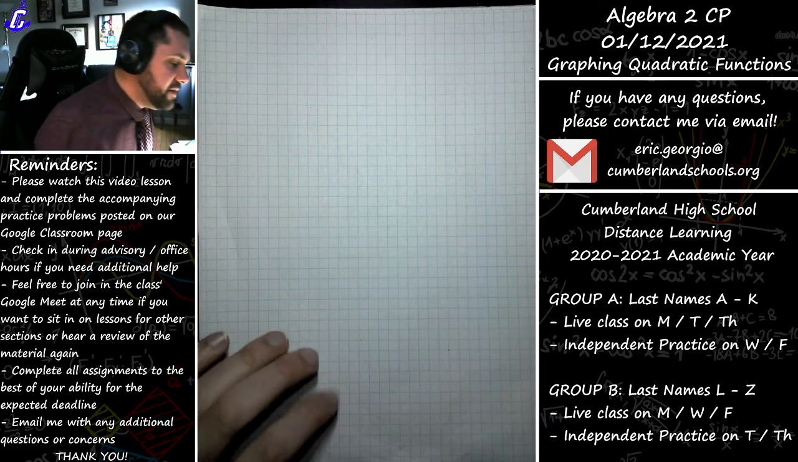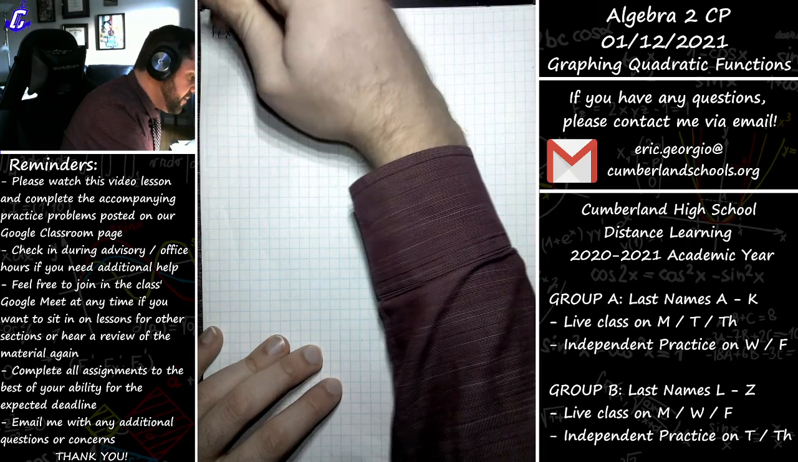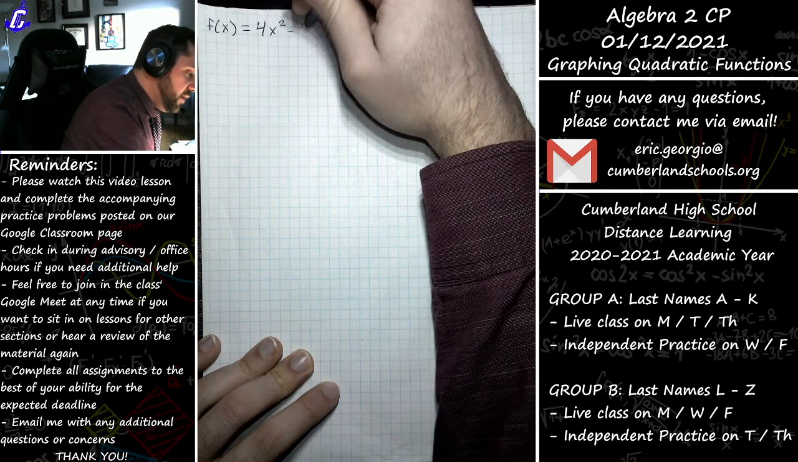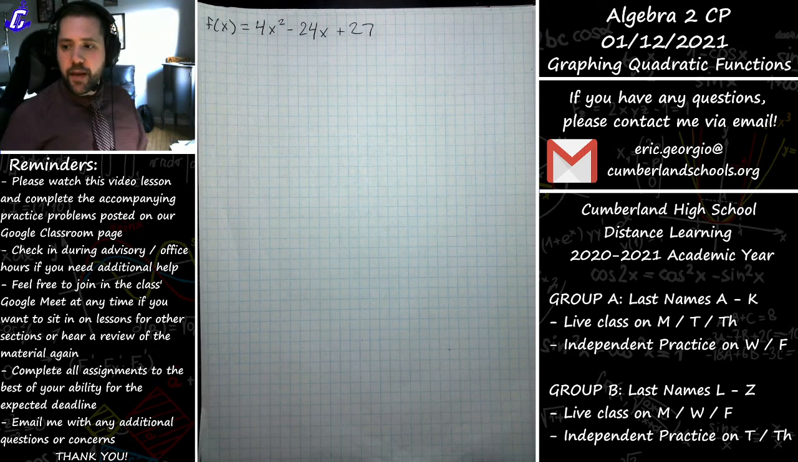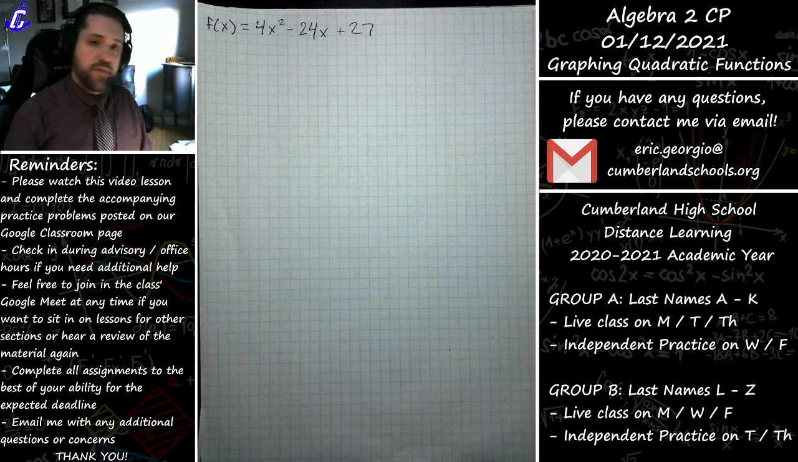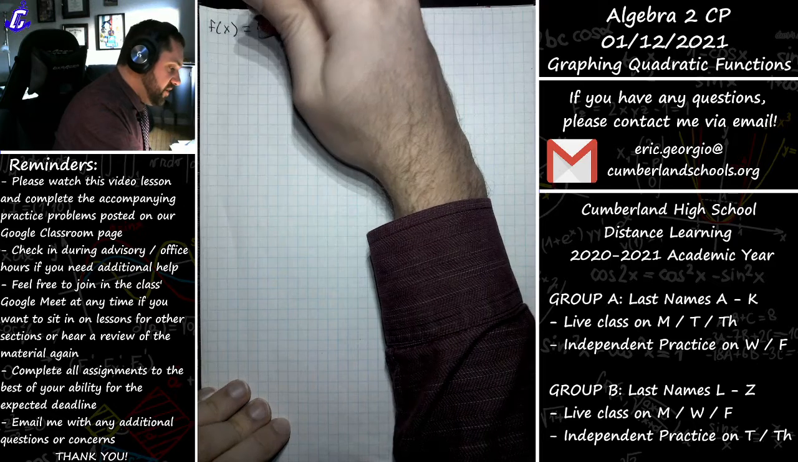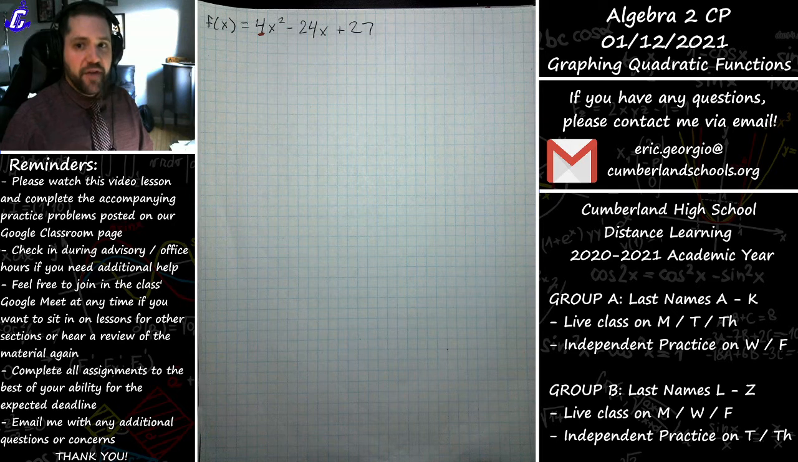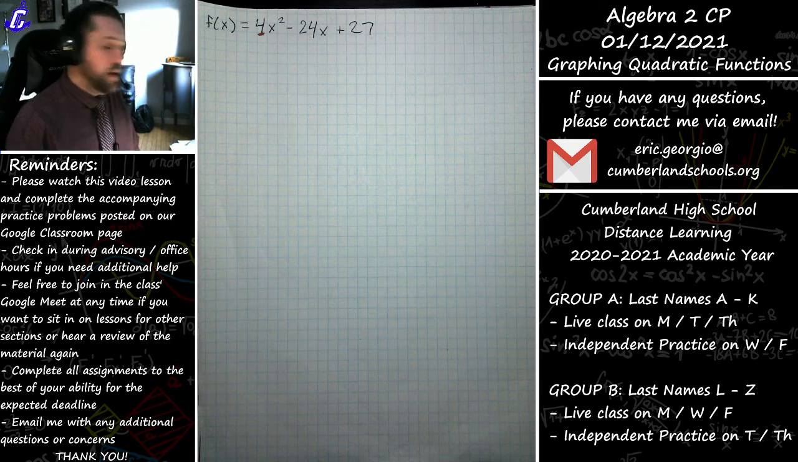Next problem. Let's do f of x equals 4x squared minus 24x plus 27. Now, before we even do any math, you can get a good visual of what this parabola should look like by finding the vertex and also noticing the stretch. The stretch of 4 means it's going to be increasing 4 times as quickly as the parent function. So it's going to be a pretty steep looking parabola. Let's see more specifically what it looks like.